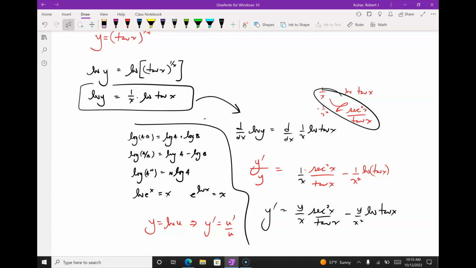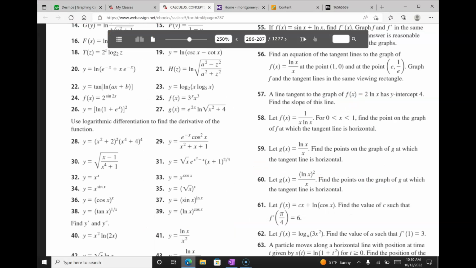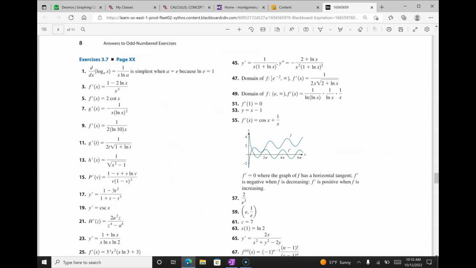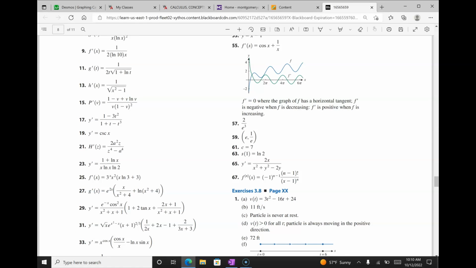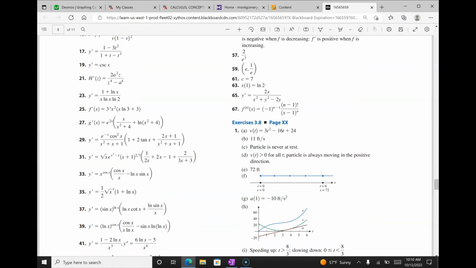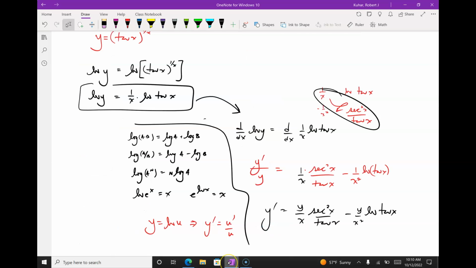I'm going to cheat. I'm going to go to my solutions. This is number 38. Oh, no odds. No evens in the book, sorry. It's okay. I'll leave it for you to try and simplify it. It should simplify. I just don't feel like doing it.